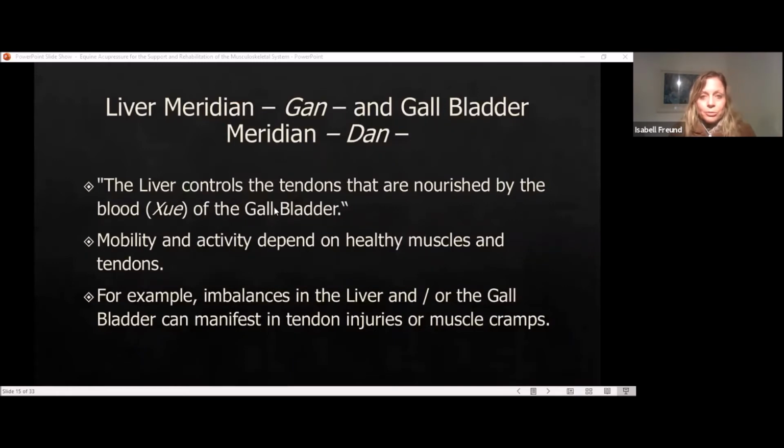The liver controls the tendons that are nourished by the blood of the gallbladder. So you see both of them are involved when it comes to the tendons. The mobility and activity depend on healthy muscles and tendons. Therefore, imbalances in the liver and or the gallbladder can manifest in tendon injuries or muscle cramps, for example.